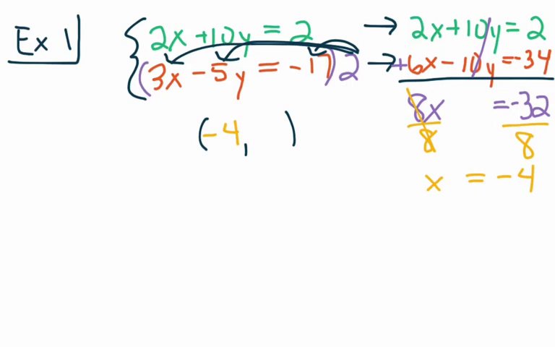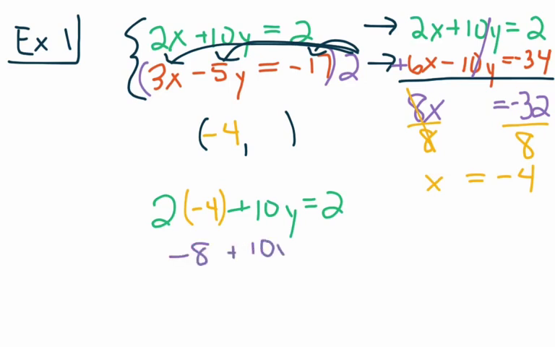So 2 times -4 plus 10y equals 2. Do my multiplication. 2 times -4 gives me -8. Bring down my plus 10y equals 2.